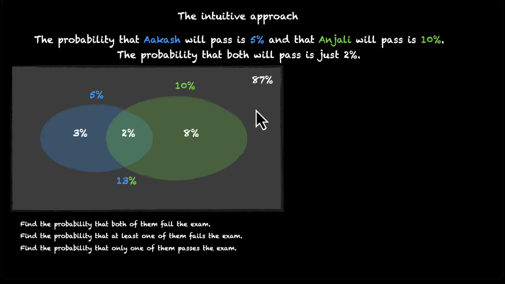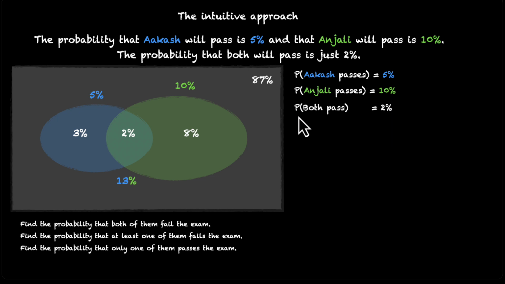And in just a few seconds and using almost no formula at all, we have found all probabilities that we need. Let's list them down. We have the probability that Akash passes, that's 5%, that's given. Probability that Anjali passes, that's 10%, that's also given. Probability that both pass, that's 2%, and that's also given. What else do we have? We have the probability that only Akash passes, that's 3%, this is where it is. The probability that only Anjali passes, that's 8%, this is where it is.